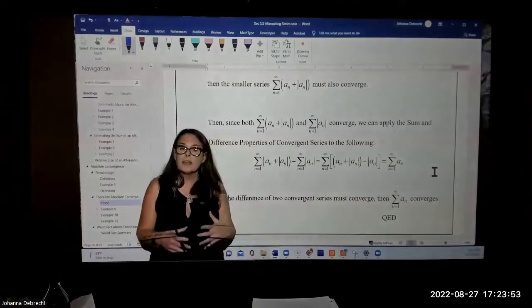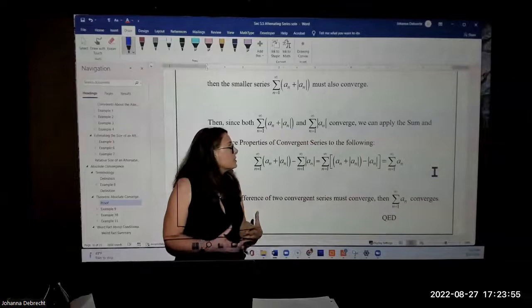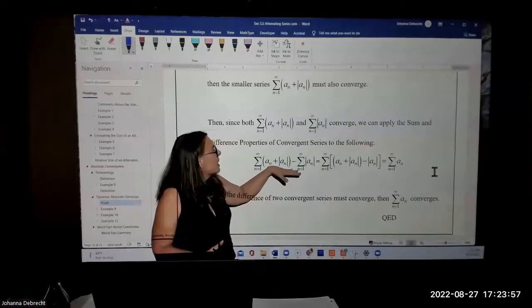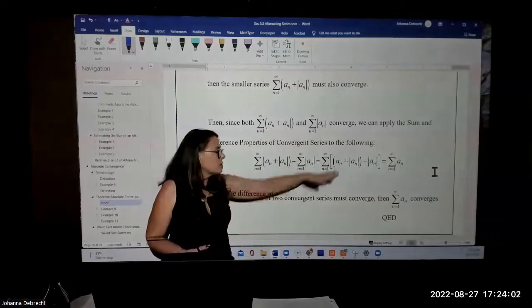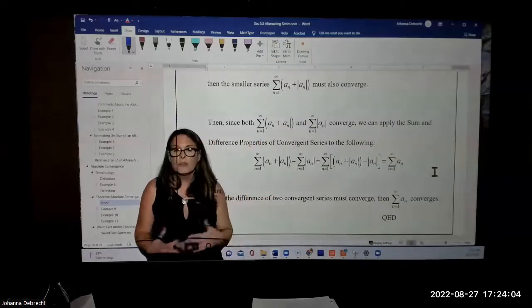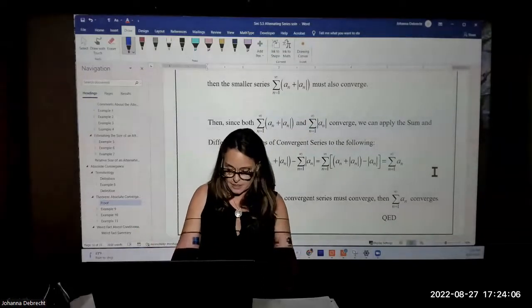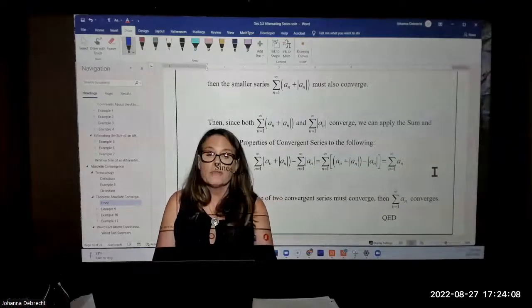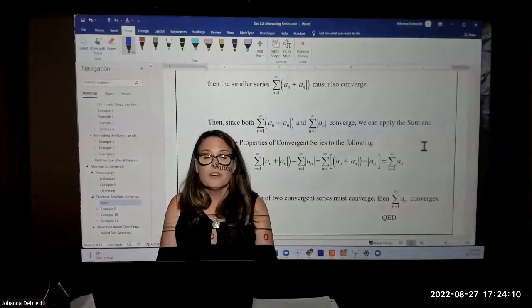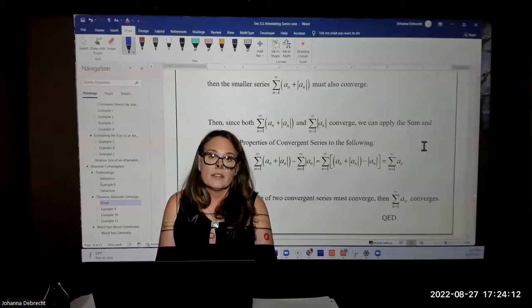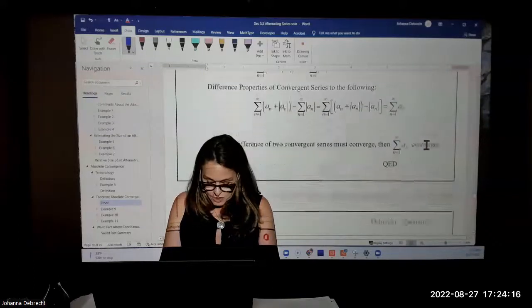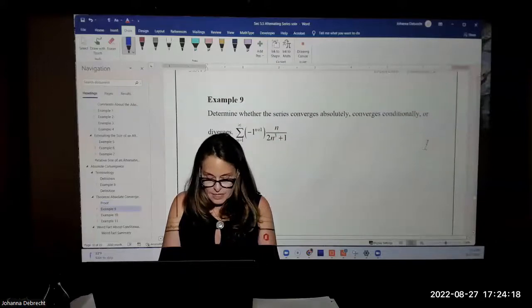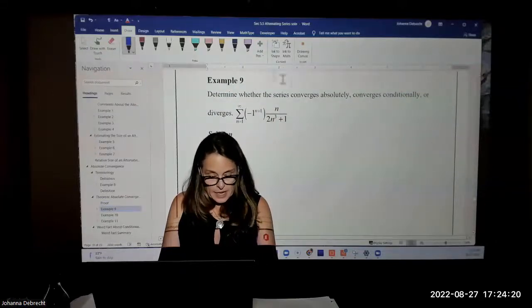But that must mean that it converges because it was equal to these, and these were smaller than the other one, which converged. So that must also converge by the comparison test. Since the difference of 2 convergent series must also converge, we know that the conditional one must also converge. Now let's take a look at an example and see how to apply these different rules.